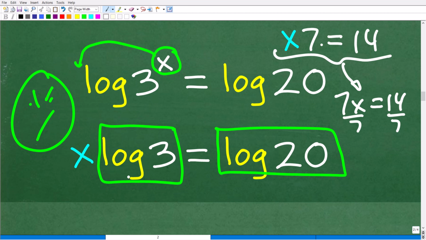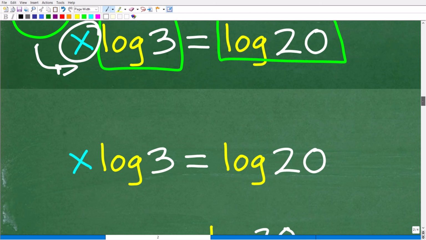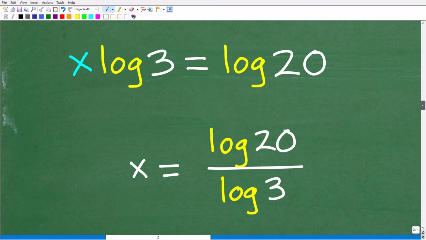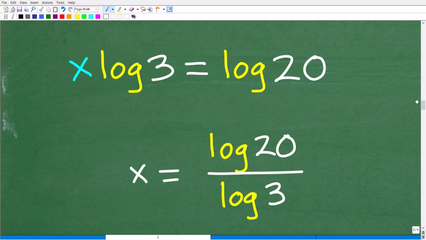And hopefully you're going to say, oh, okay, I understand. Let's change that to a happy face. I know what I have to do. Do I have to divide both sides of the equation by log 3 to solve for x? Yes, indeed. That's what we have to do. And let's go ahead and see the rest of this problem.